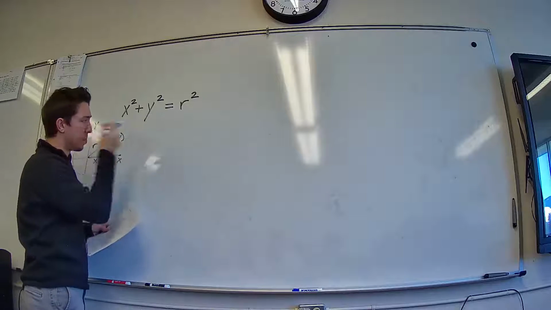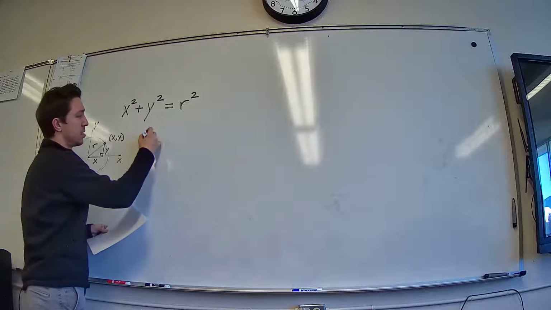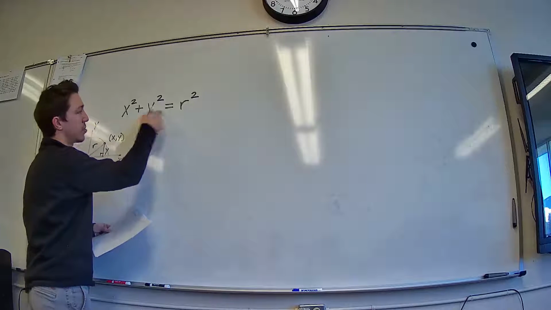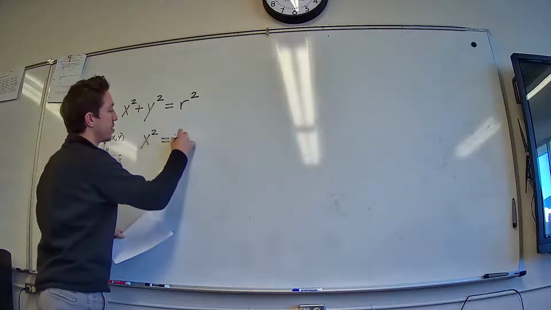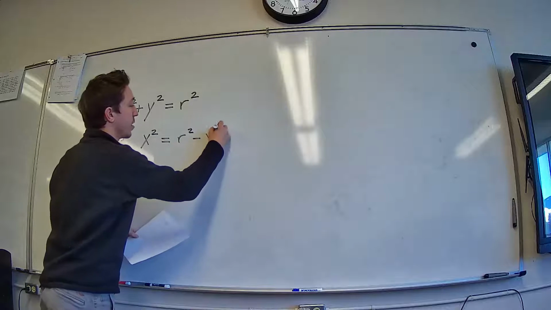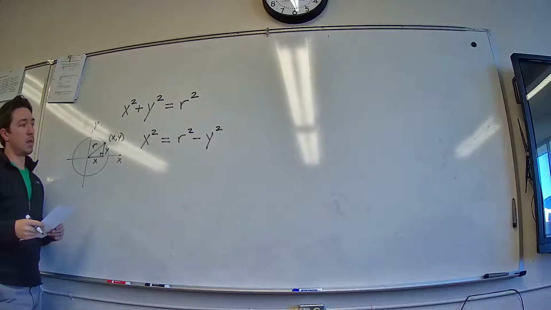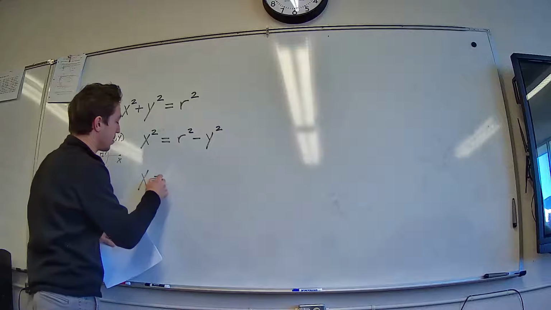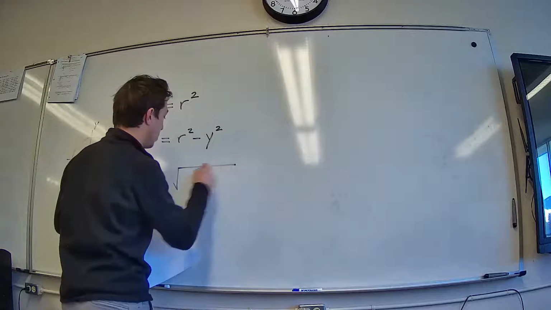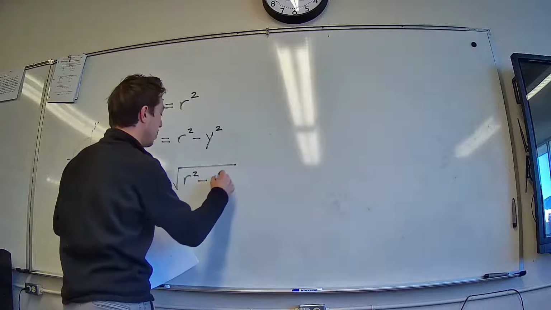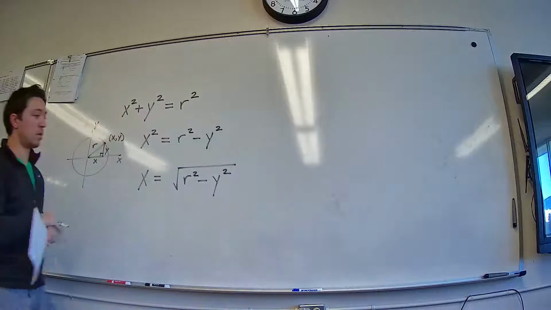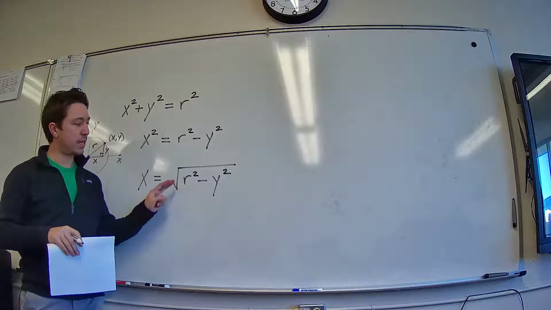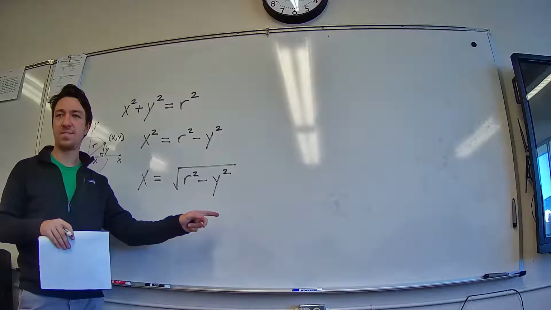Solve for x. Okay, so first step is subtract y squared from both sides, to get y on the other side. So this is going to be x squared equals r squared minus y squared. What now? Square root both sides. So x is equal to... now a lot of people want to go, oh, can I turn that into r minus y?